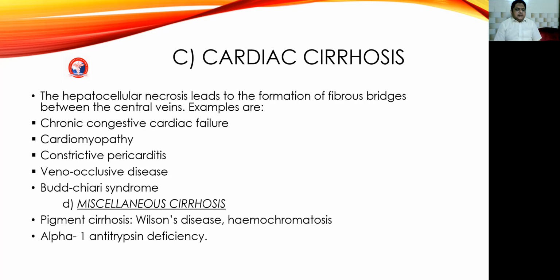Next one is type D. These are called miscellaneous cirrhosis, that is pigment cirrhosis, Wilson's disease, hemochromatosis, and alpha-1 antitrypsin deficiency.